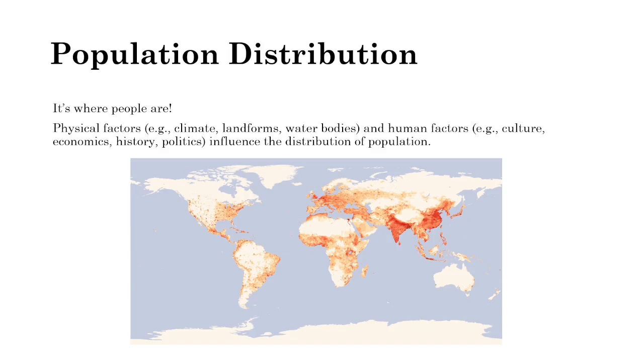Politics is also pretty important. People like to live, of course, in areas where there's similar politics. We see that urban areas are a little more liberal and rural areas are a little more conservative, and that does impact where people live.